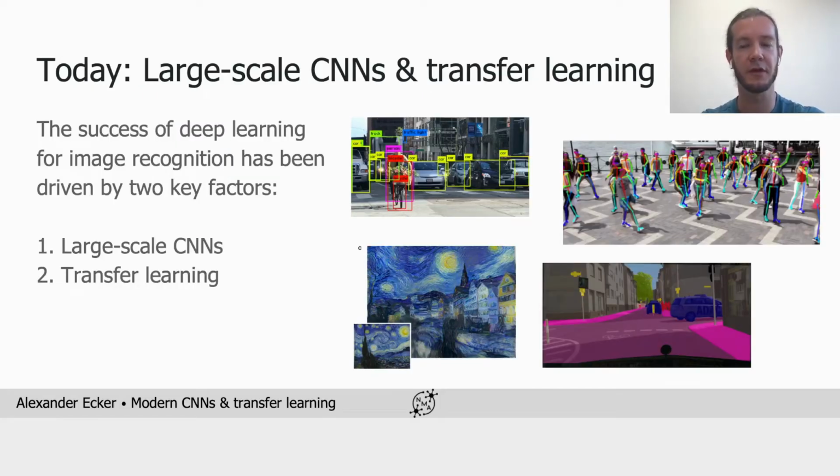So these examples that I just showed you are really just a small subset of what's possible today. And the success of these deep learning algorithms in solving such image recognition tasks has really been driven by two key factors. First, large-scale convolutional network architectures, and second, an approach called transfer learning. And this is why we're talking about these things today.